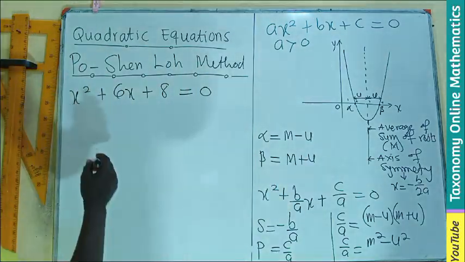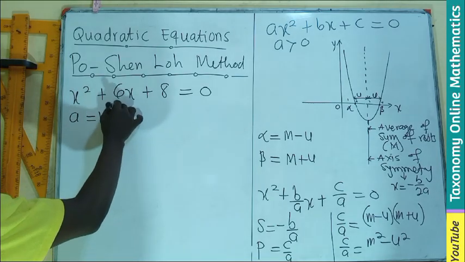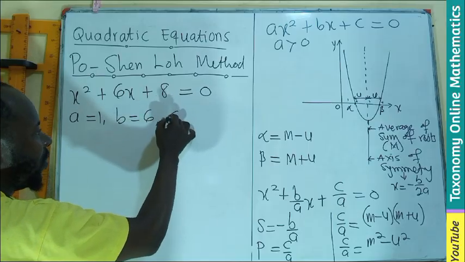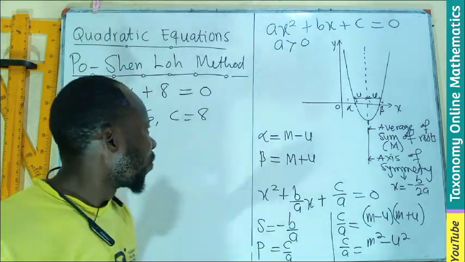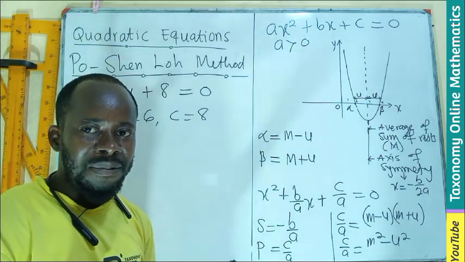So what do I need? I need to know what the a is. The coefficient is 1. I need to know what the b is. The coefficient is 6. I need to know c, which is what? 8. These are known. So first thing first, I can also think of finding the sum, right?